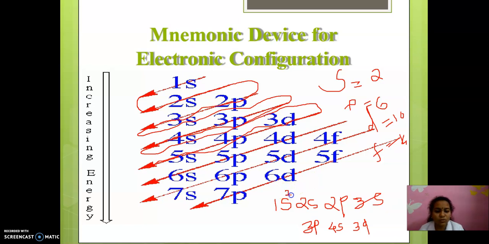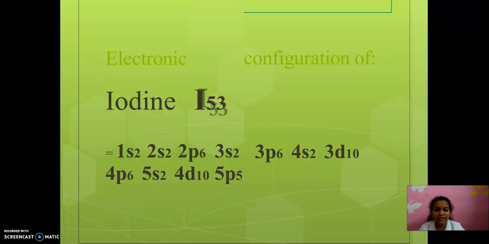So 1s2, 2s2, we know that P is 6, so 2p6, 3s2, 3p6, 4s2, 3d10. This is the way of arranging electrons. So let's check with an example. Iodine's atomic number is 53, or else we'll start with a small element.